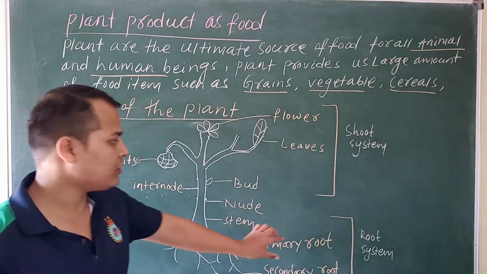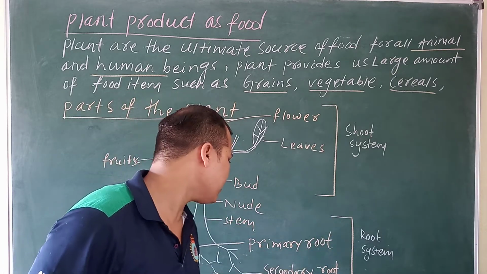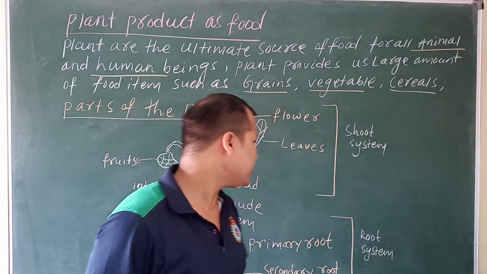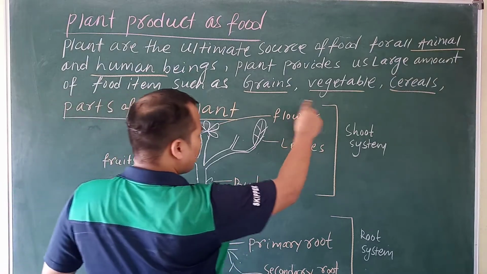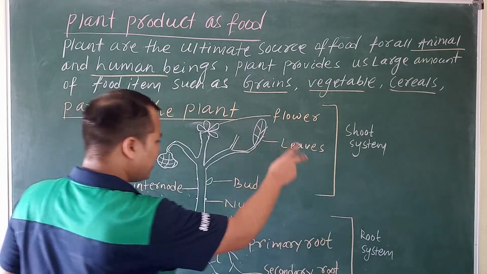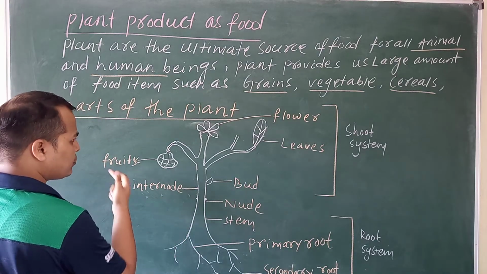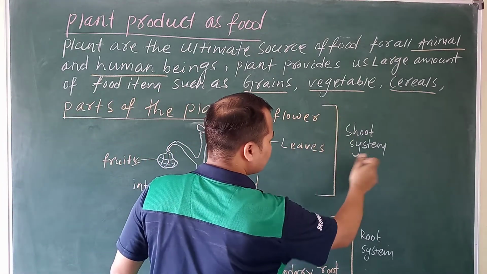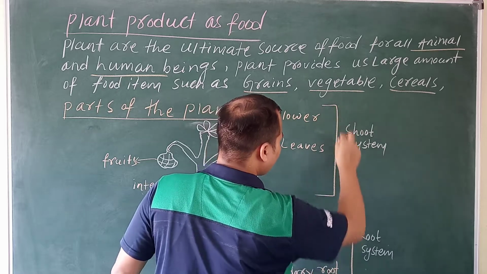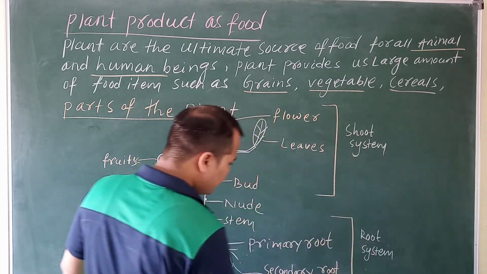Okay, you just remember the primary root and secondary root, this is called a root system. And all the remaining parts, flowers, leaves, bud, node, stem, internode and fruits, are all called a shoot system. Shoot means these come under stem, and these come under root.